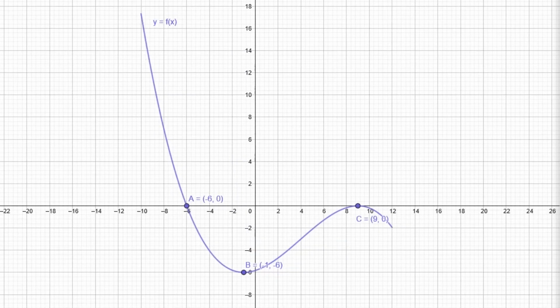Just for clarity, because it's a little difficult to see on that page, here is that curve. We can see that it crosses the x-axis at negative 6, 0 and 9, 0 and has a minimum point at negative 1, 6. Well, before we see the effects on that curve, let's see if we can work out what we think should be happening.